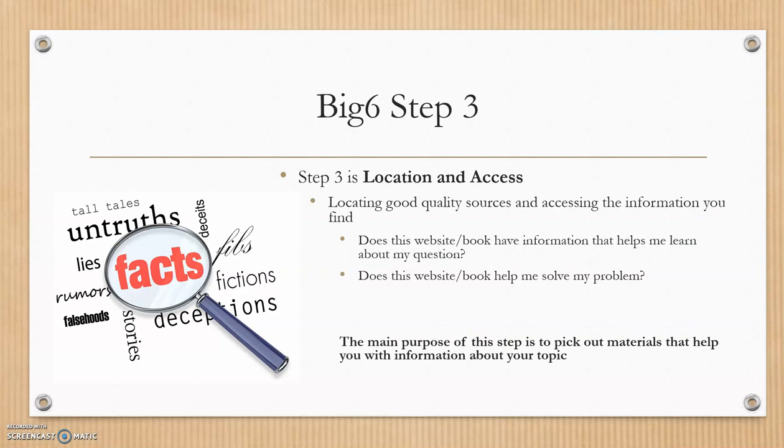Step 3 refers to location and access. Where are you going to find quality sources and how are you going to access the information that you find? So does the website or book have information that helps you learn about your question? Remember, if it only has a sentence or 2 about your topic, that's probably not going to be enough to use for your research project. Or does this website or book help me solve my problem? If it has information on an additional part of your topic, but not the part that answers your question, it's probably not going to be a good research source.